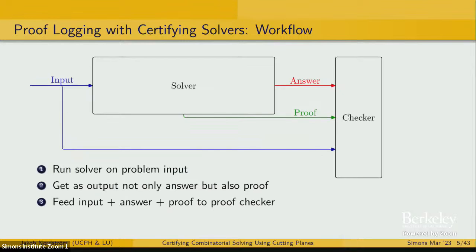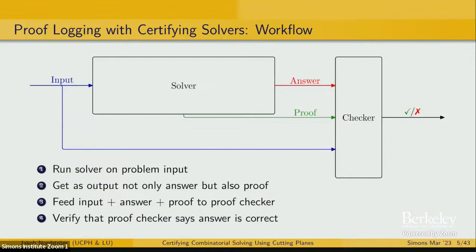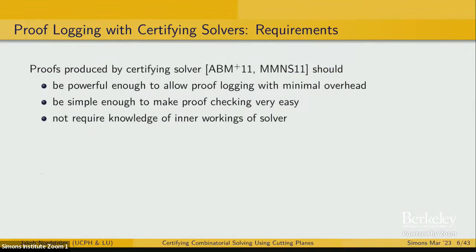And then we check what the proof checker says. And if it says that everything is OK, then we can trust that the solution is OK, or the answer is OK. And otherwise, we know that there's an error. And now you see that this proof checker is just a standard Cook-Reckhow proof verifier. So now we're actually getting close to proof complexity, but from a slightly different direction than what is usually the case. So what do we want from proofs used in practice?